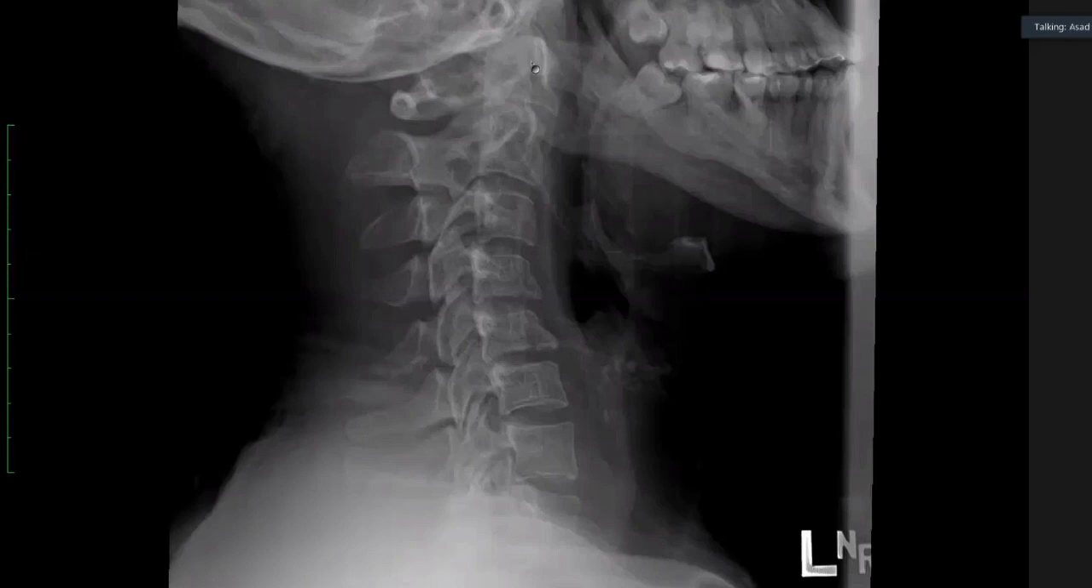Well, the pre-dens space is okay. You mean this one? This is what you're pointing to. This is your lateral mass of C1, which has gone anterior. Yes, sir. That's fine. Ignore that. There's another abnormality. Keep looking, please, in the subaxial spine.